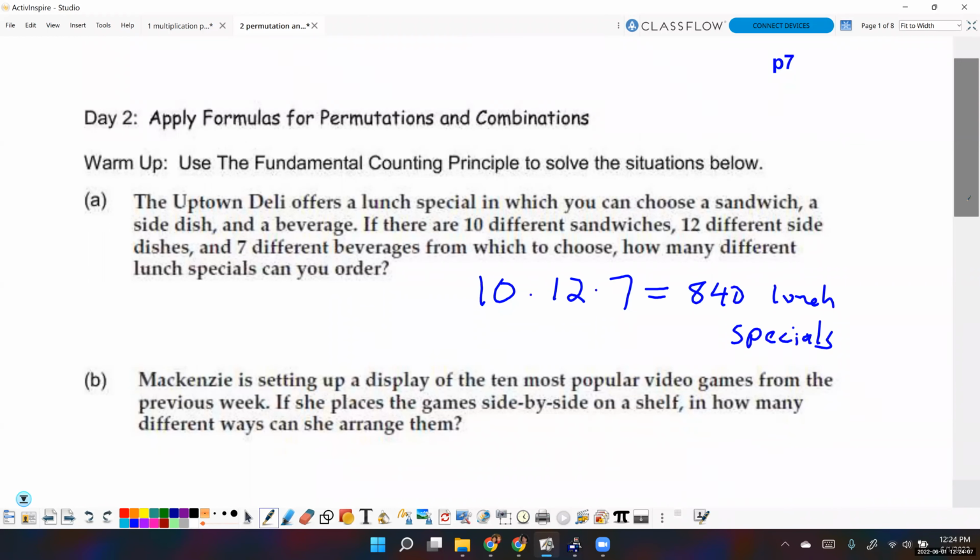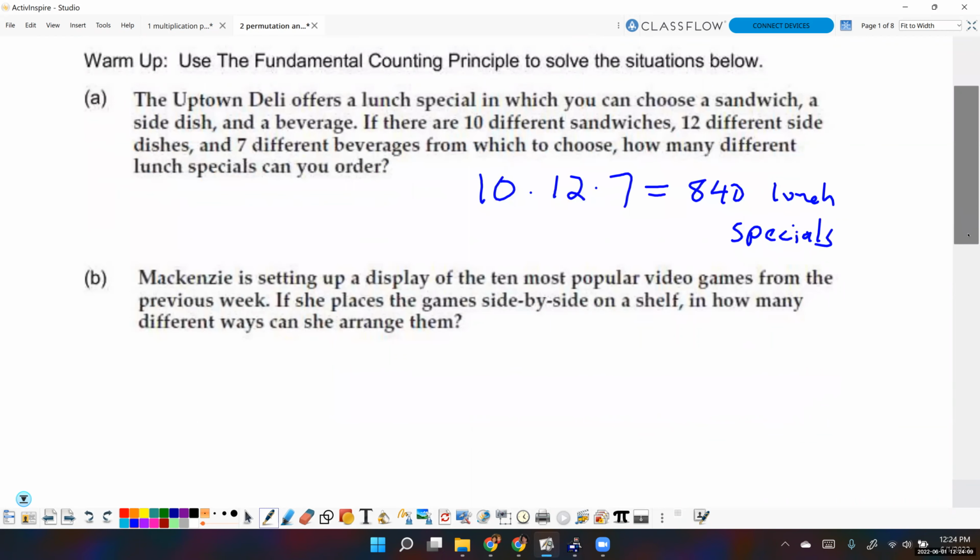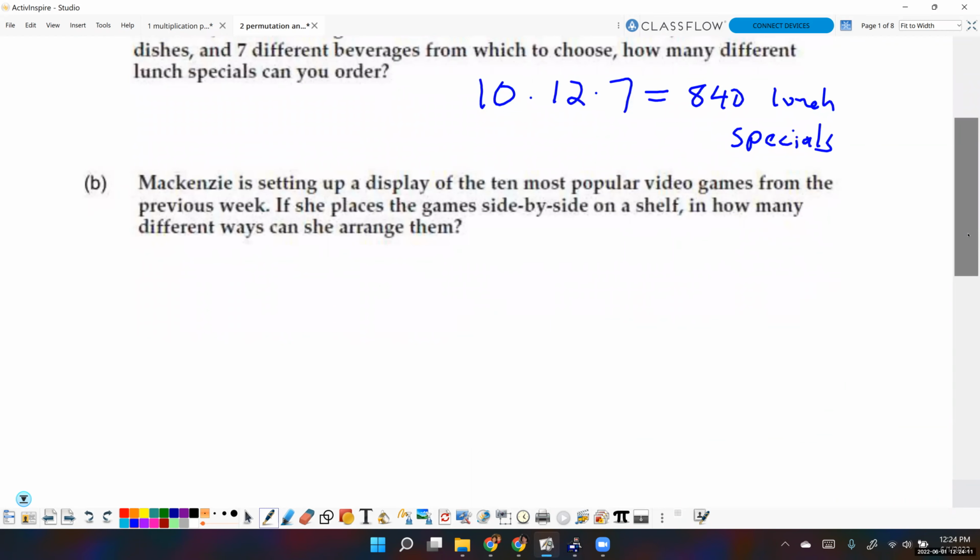Mackenzie is setting up a display of 10 of the most popular video games from the previous week. If she displays the games side by side on a shelf, how many different ways can she arrange them? So there are literally 1, 2, 3, 4, 5, 6, 7, 8, 9, 10 spaces. She's got this stack of video games. When she goes to grab the first one, there are 10 options. So there are 10 choices for the first spot.